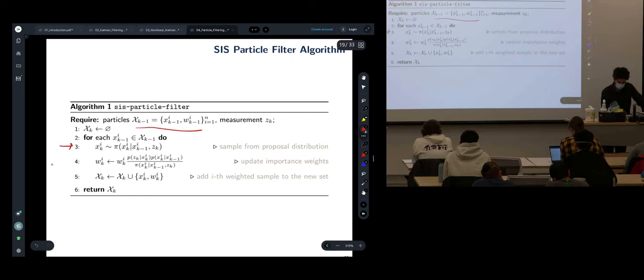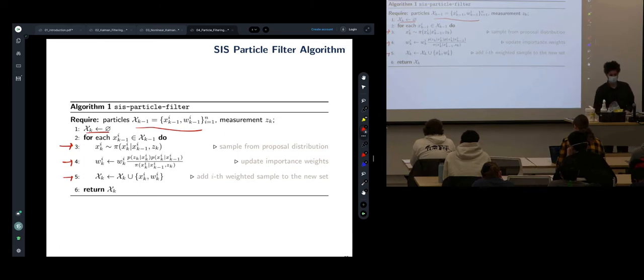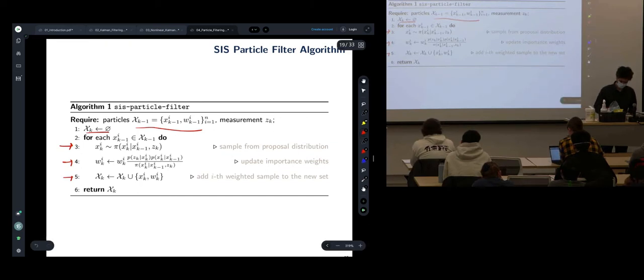Sample from proposal distribution, update the weights, right? This is an empty set for K, right? And then add the updated particles for all of them. And then you're done, okay? That's called the SIS particle filter. So in 3 lines, that's the algorithm.